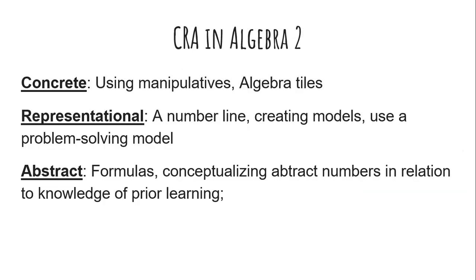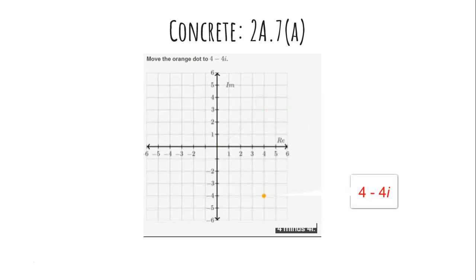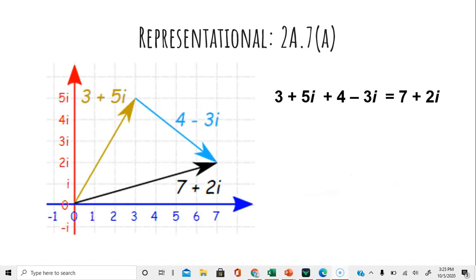CRA in Algebra 2 consists of concrete, using manipulatives and algebra tiles. Representational, a number line, creating models, use a problem-solving model. And abstract, formulas, conceptualizing abstract numbers in relation to knowledge of prior learning. In this concrete example, students will physically take a point on a real and imaginary coordinate plane to identify 4 minus 4i.